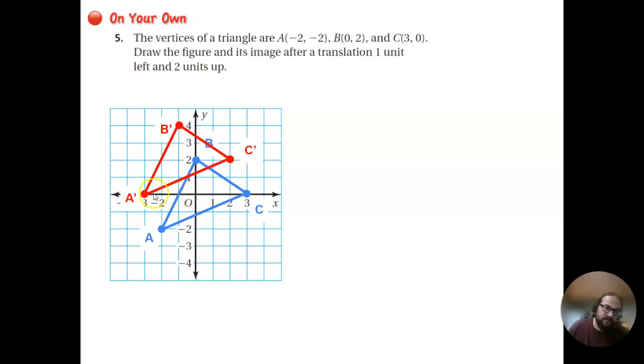And what are the coordinates? For A prime, (-3, 0). 3 left, up 0. For B prime, it's left 1 and up 4, so that's (-1, 4). And for C prime, it's right 2, up 2, so that would be (2, 2).